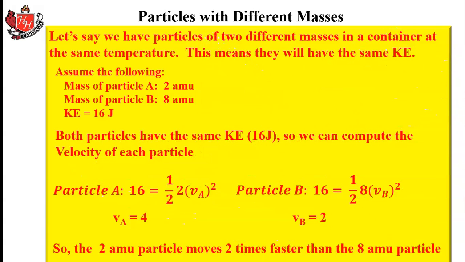Alright, let's say we have particles of two different masses. So how is that affected by temperature? How does temperature deal with two different masses in a container at the same temperature? So this means they'll have the same kinetic energy, the same KE, because that's what temperature is. So let's assume the following. Let's just do a thought experiment. Let's just pick out some numbers here. Assuming that you have a particle A and that has a mass of 2 atomic mass units, and then a particle B and that has a mass of 8 atomic mass units. So particle B is 4 times more massive than particle A.